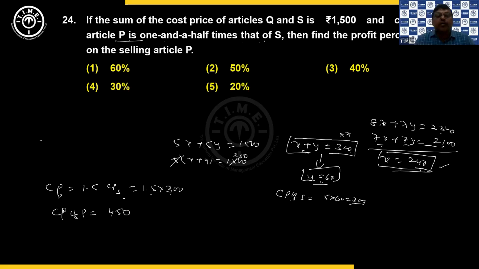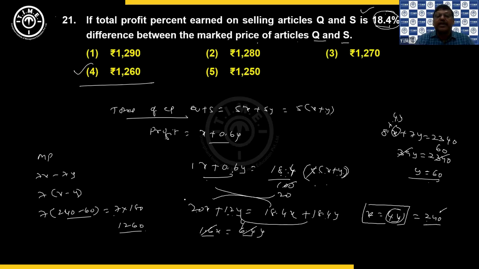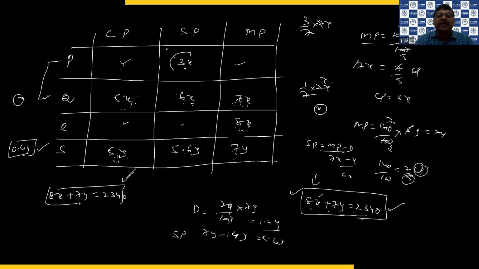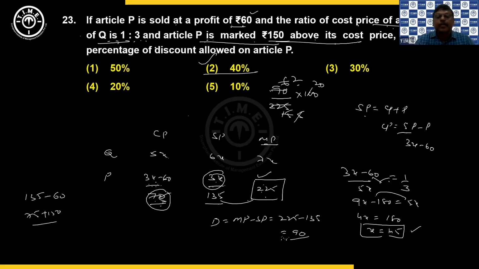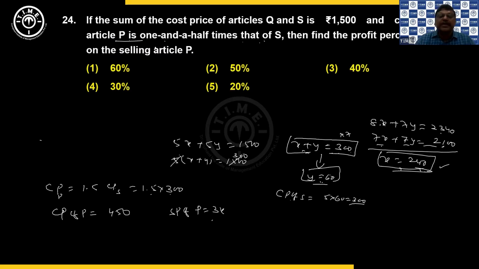And students, what is the selling price? Selling price of P is equal to, students, if you see the data, it was 3x we have written. Yes or no? Selling price of P is 3x, and x is how much you got, students? 240, so 3 into 240, 720.